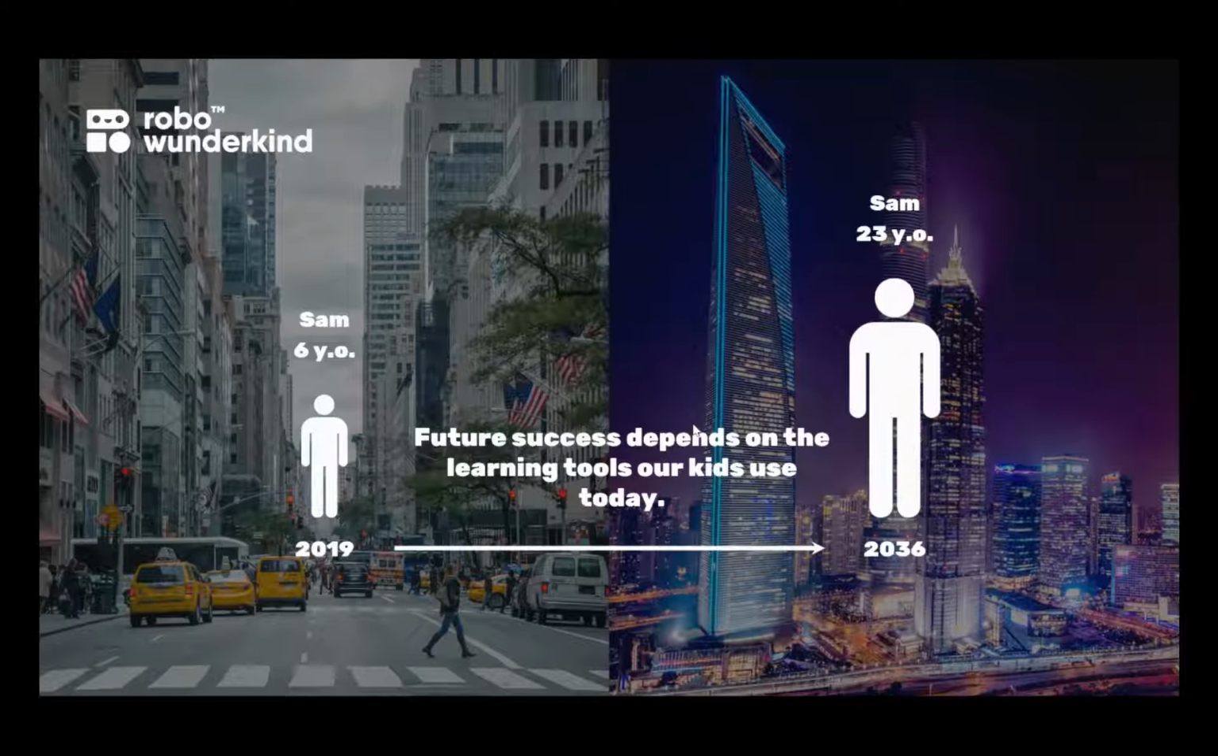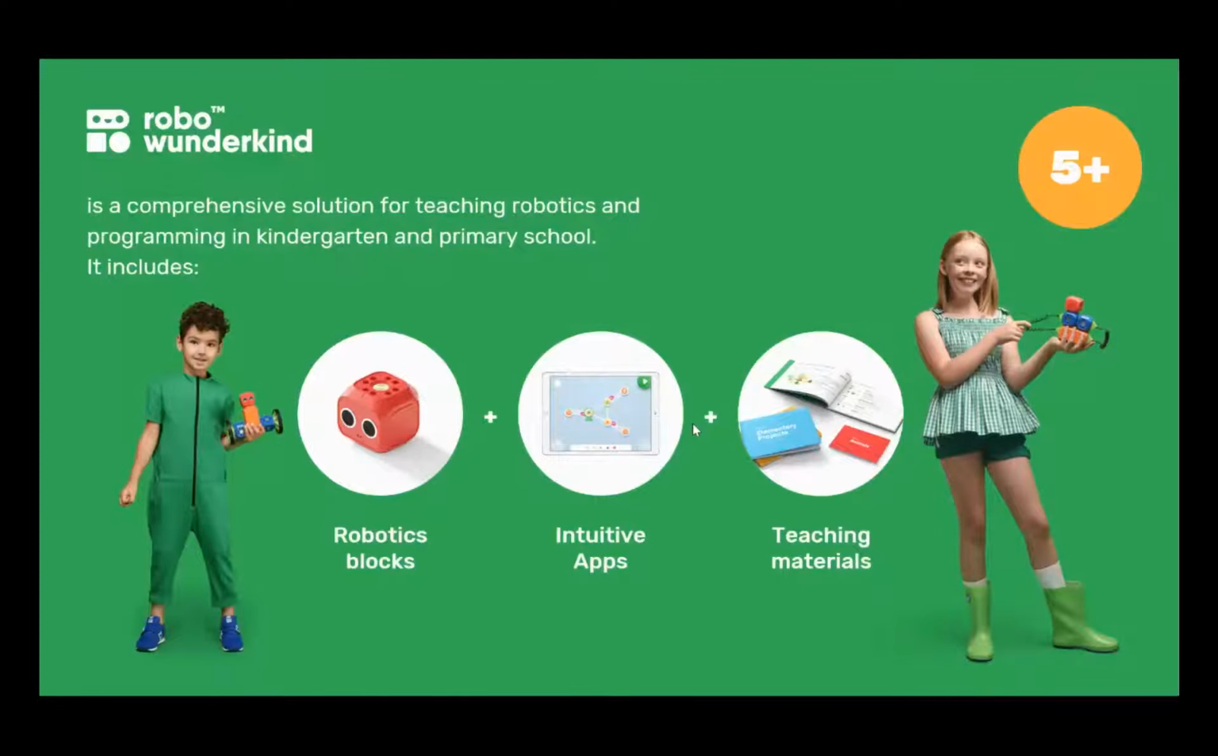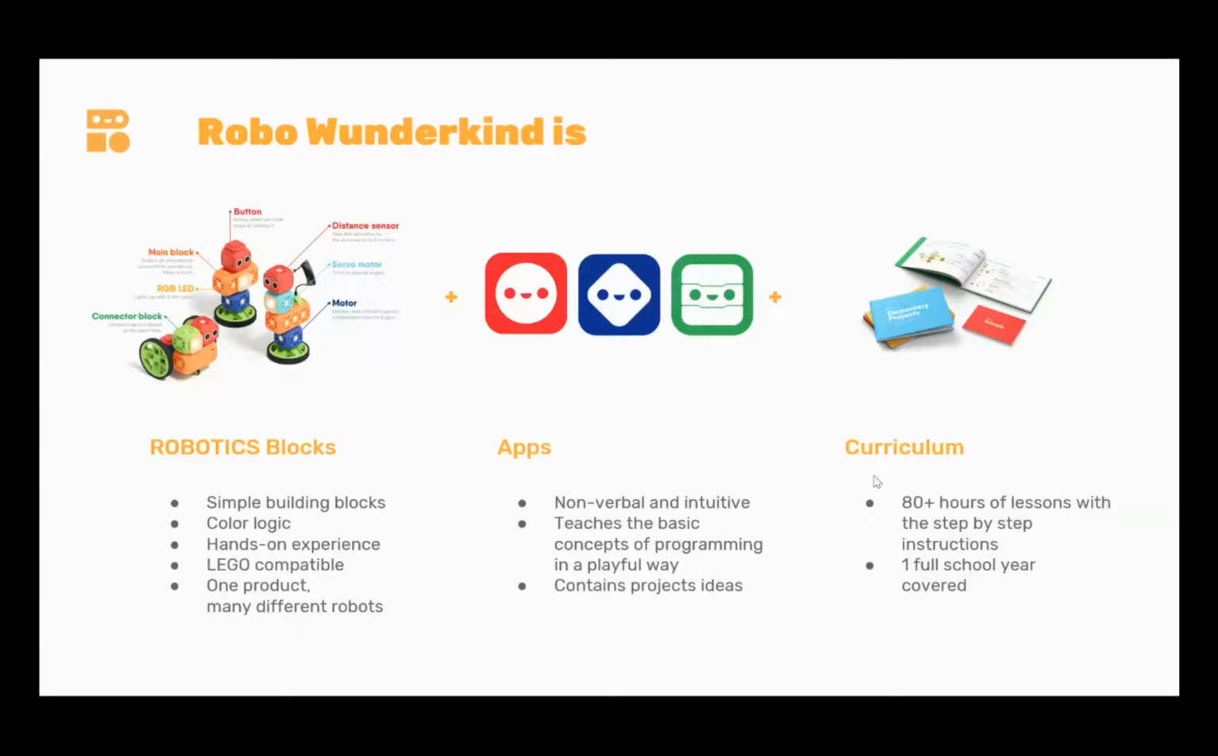Okay, so we will now start to look at the Robo Wunderkind sets themselves and talk you through what exactly you've got to work with in the classroom or at home. There are basically three main elements: the robotics hardware blocks themselves to create lots of different types of robots, intuitive programming apps to control the robots in different ways at different levels of complexity, which we'll see in more detail shortly, and of course those all-important teacher materials to help you successfully use all of this in the classroom. So I'll be introducing you to all of this. But first of all, let's take a look at the robotics hardware, the robotics blocks.